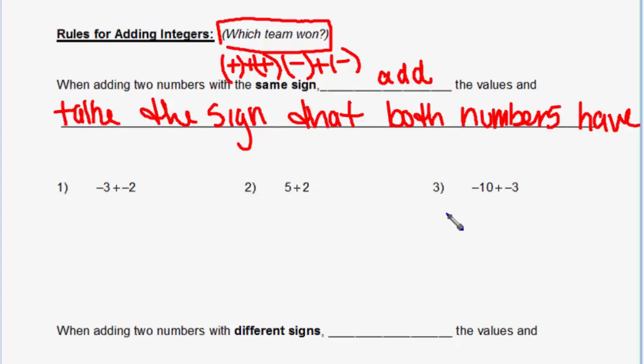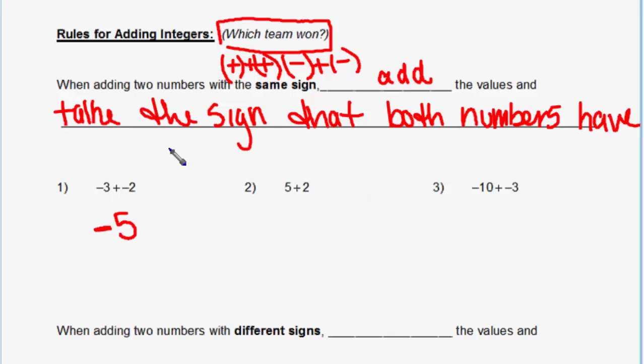All of these integers have the same sign. So a negative plus a negative, a positive plus a positive, a negative plus a negative again. Whenever you see that they have the same sign, we're going to add those two things together and take the sign that both integers have. So a negative 3 plus a negative 2, if I add 3 and 2, my answer is going to be 5. And since they're both negative, I'm going to make it a negative 5.